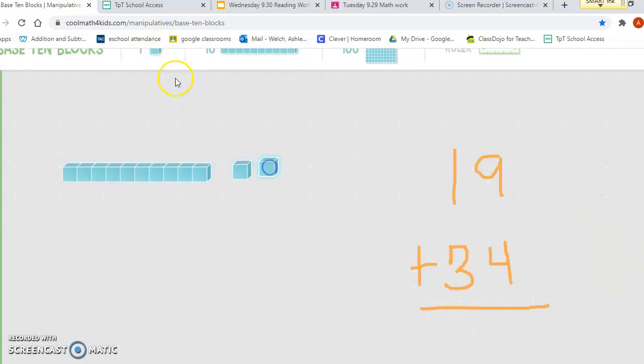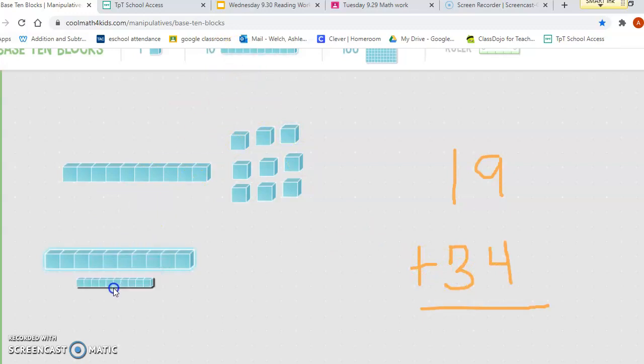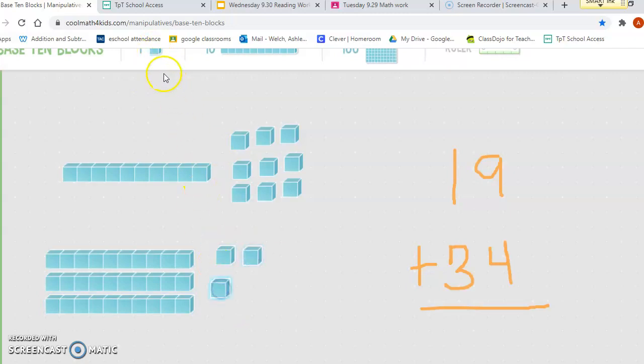1, 2, 3, 4, 5, 6, 7, 8, 9. And then I'm going to build 34. 10, 20, 30. I'm going to get out 4 ones. 1, 2, 3, 4. Okay, let me move my ones over a little bit so you can see the difference.